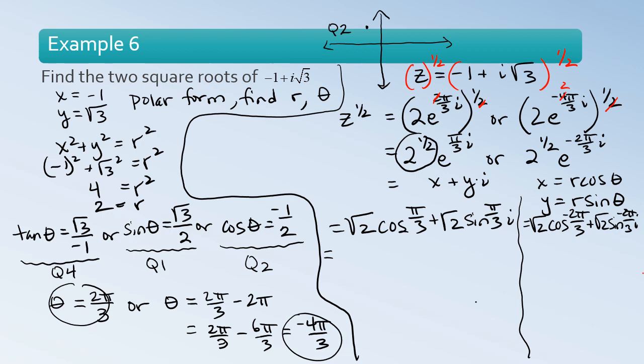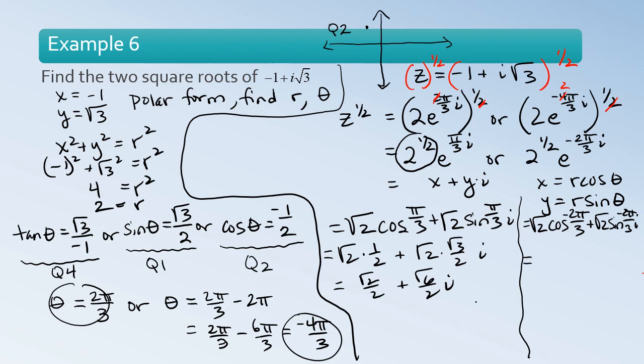So I'm going to get the square root of 2 times 1/2 plus the square root of 2. What is the sine of pi over 3? That is root 3 over 2 with an i. So root 2 over 2 plus root 6 over 2i is one of my answers.